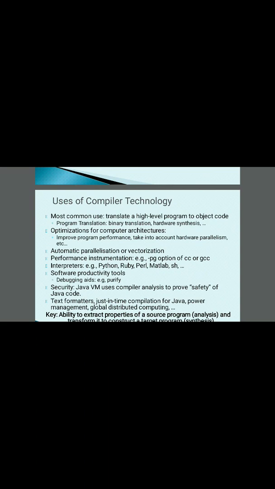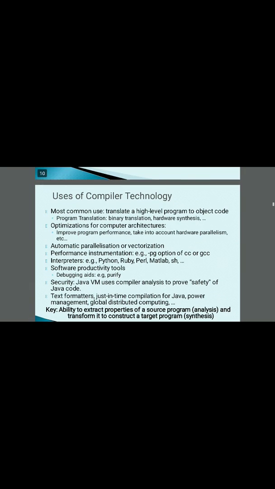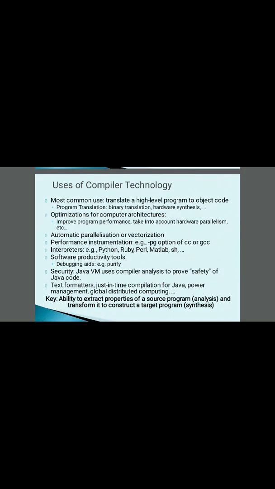Now, what are the uses of compiler technology? It is the best reason why we study the compiler. It has to convert from the high level language to a target code. This object code could be in any form. The other thing is optimization for computer architectures. Whenever you are thinking about a particular architecture, you can study the hardware architecture of that, and then you can improve its performance. When you improve, automatically optimization comes.